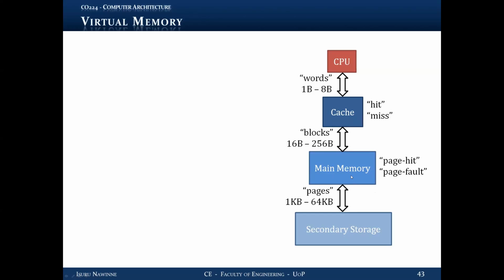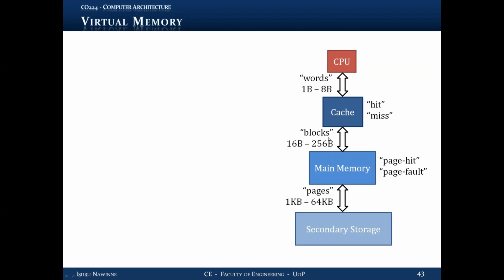And the main memory trades information with the secondary storage as pages, not blocks, pages. And the page sizes are usually from 1 kilobyte to 64 kilobytes. So these are the usual numbers. So you can see the page sizes are a lot bigger than blocks. So you will have several blocks in a page, in a memory page, right?